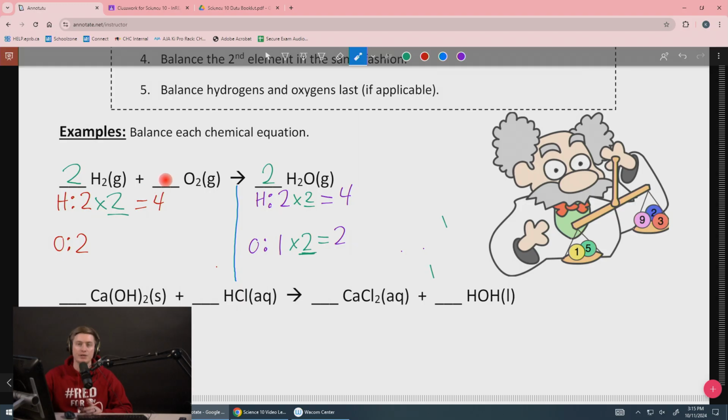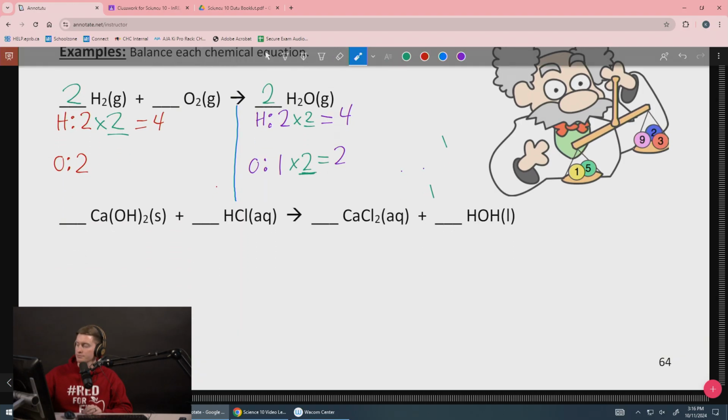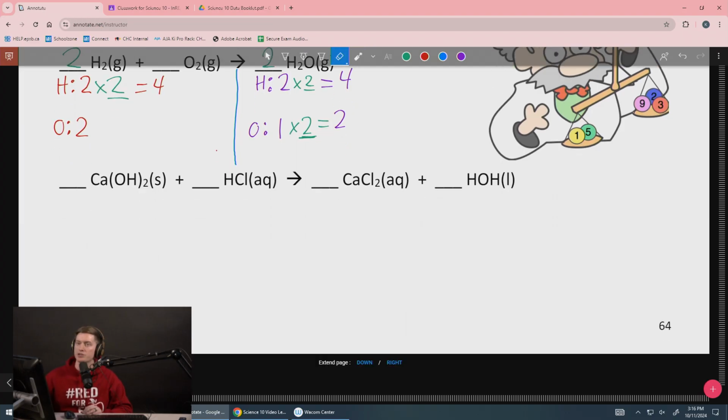If there's no coefficient, there's an invisible 1 there. But on a numerical response on a quiz, sometimes you'll be asked to put the 1 there. But you don't need to when you're just writing out the chemical reaction.